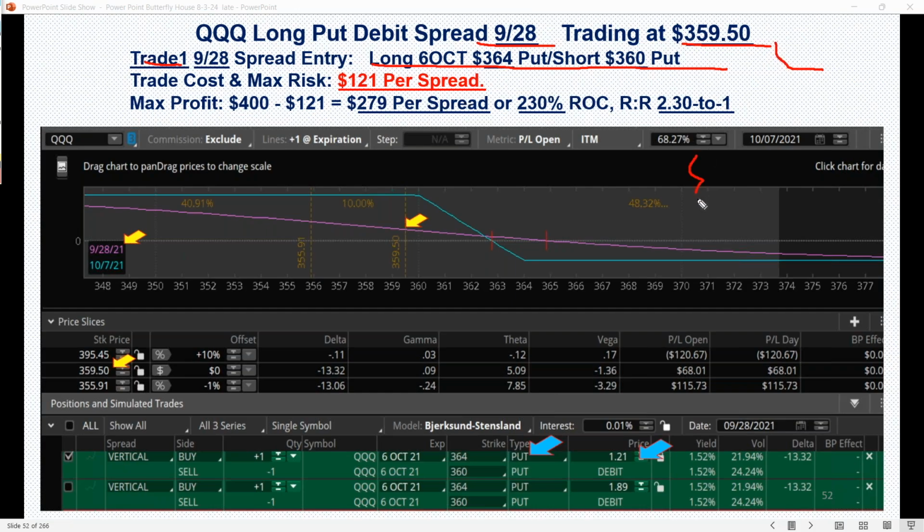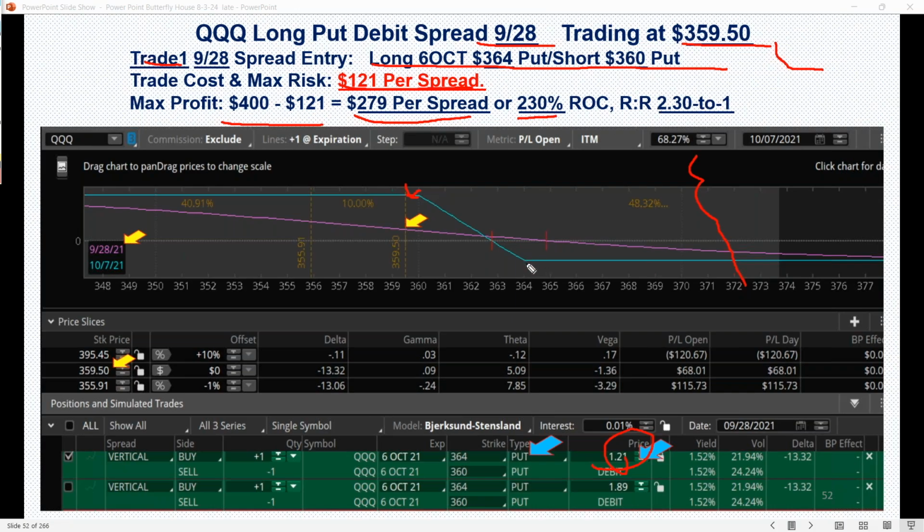All right, now the trade, then the market went down. So our risk on this trade was $121, okay, $1.21. So that was our max risk, $121 per spread, okay, if you did one spread. The spread width here is $4, right? 364, 360. So $400 wide spread less the cost. So this had a potential really nice return of $279 per spread or 230% return. So risking $1 to make $2.30.